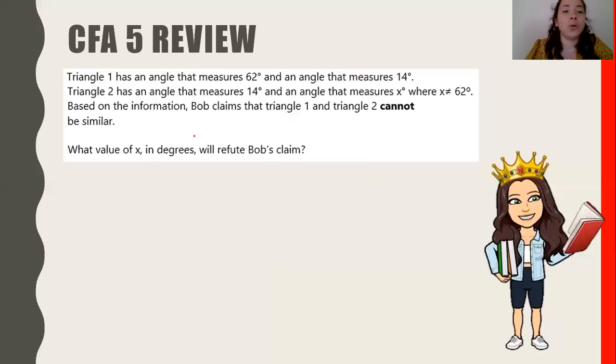It says triangle 1 has an angle that measures 62 degrees and an angle that measures 14 degrees. Okay, so that's the information for triangle 1. So I'm going to put those in red and then I'm going to choose a different color.